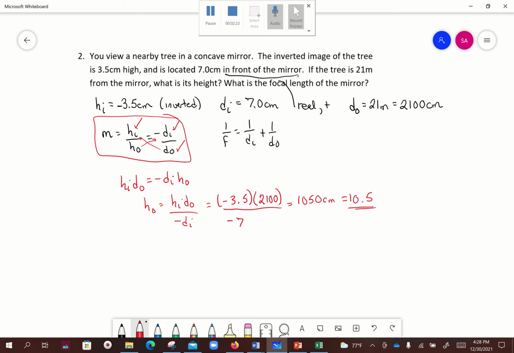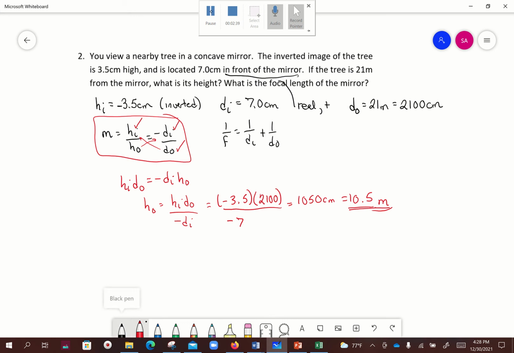Okay, how big is that? That's about 30 odd feet, so something like 35 feet. That's pretty reasonable for a tree, right? That's sort of a number that we might expect. Okay, so what next? So I've got the height. What's the focal length of the mirror?